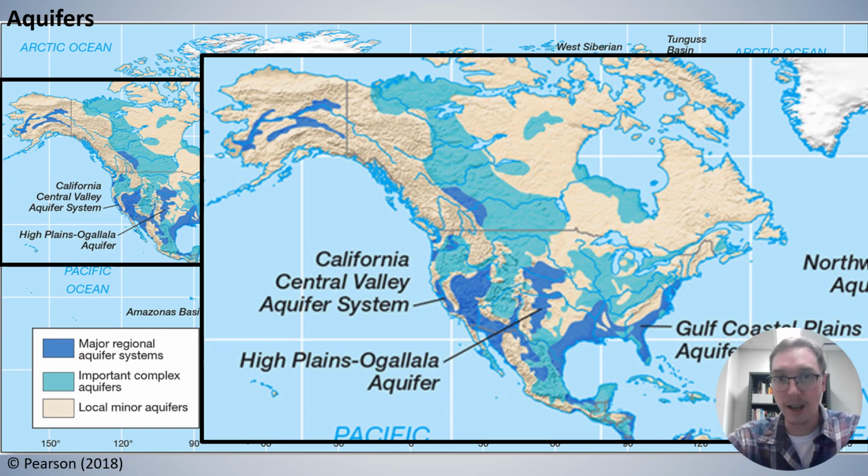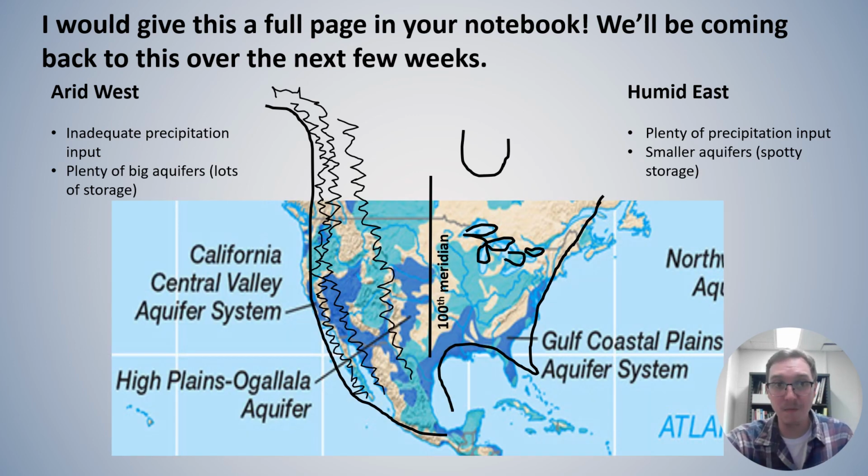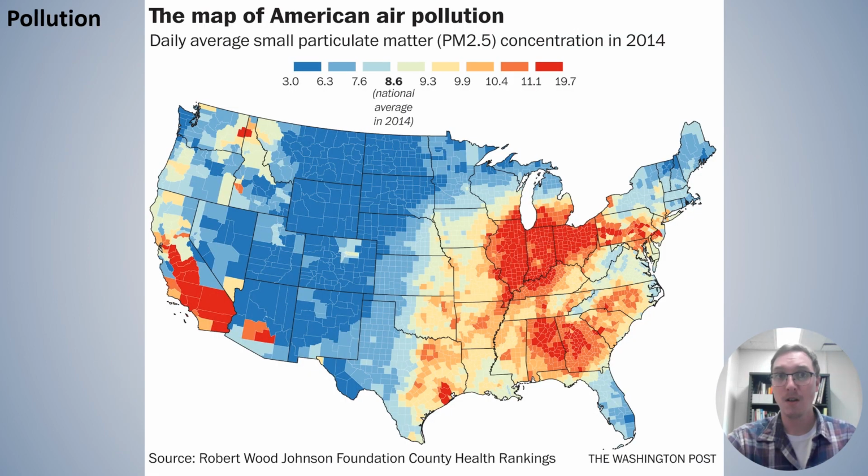Okay, so again, if we were to draw our little line here, we could come up with some decent approximations for what the aquifer setup across the states is like. On the west, plenty of big aquifers, lots of storage. In the east, much smaller aquifers and spottier storage, which leads to some other problems like pollution.